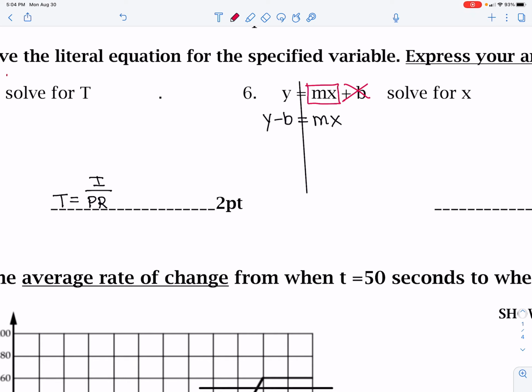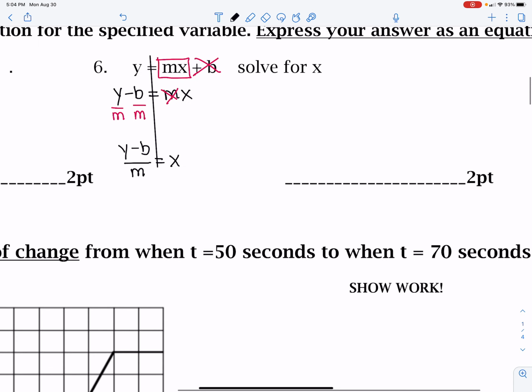Now I'm still trying to get x by itself. So how do I get rid of that m? Well, I don't want it on the right side, and it's being multiplied on the right side. So instead, I'm going to divide it on the left side. Okay, so we are going to have y minus b over a common denominator of m is equal to x.